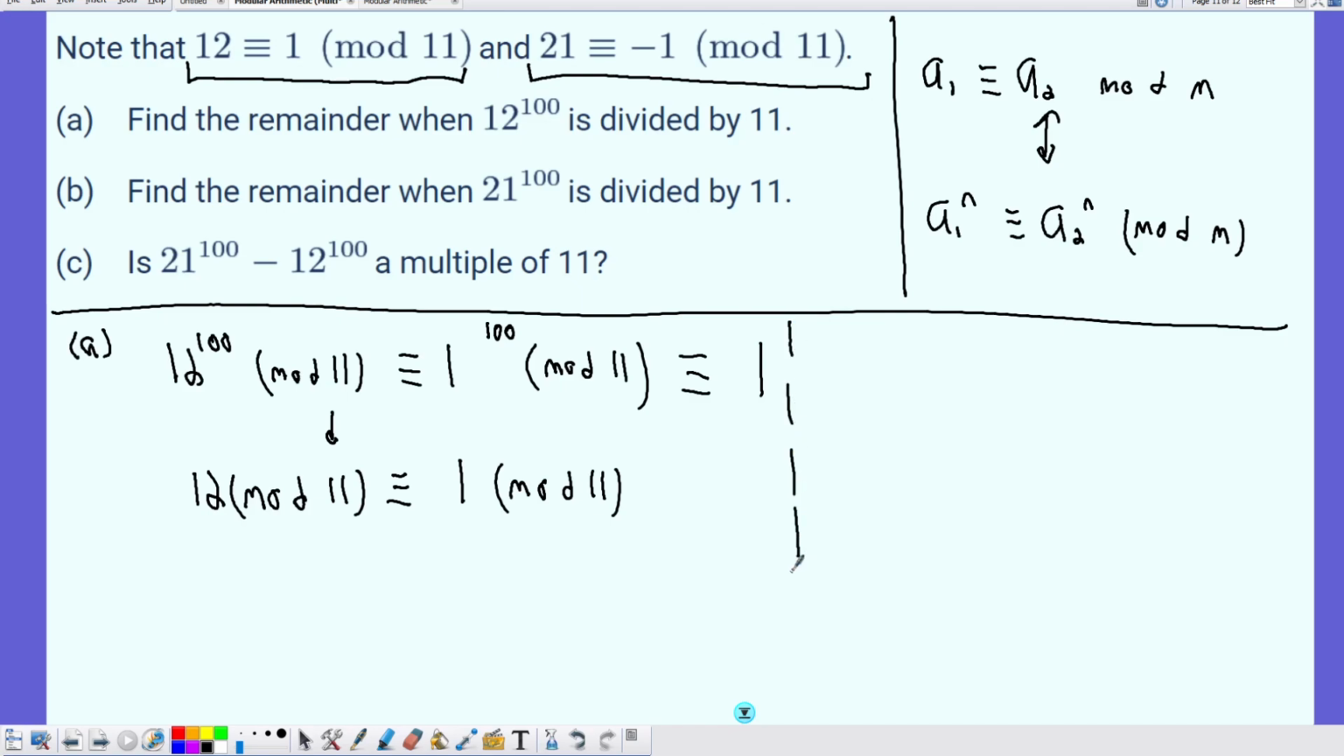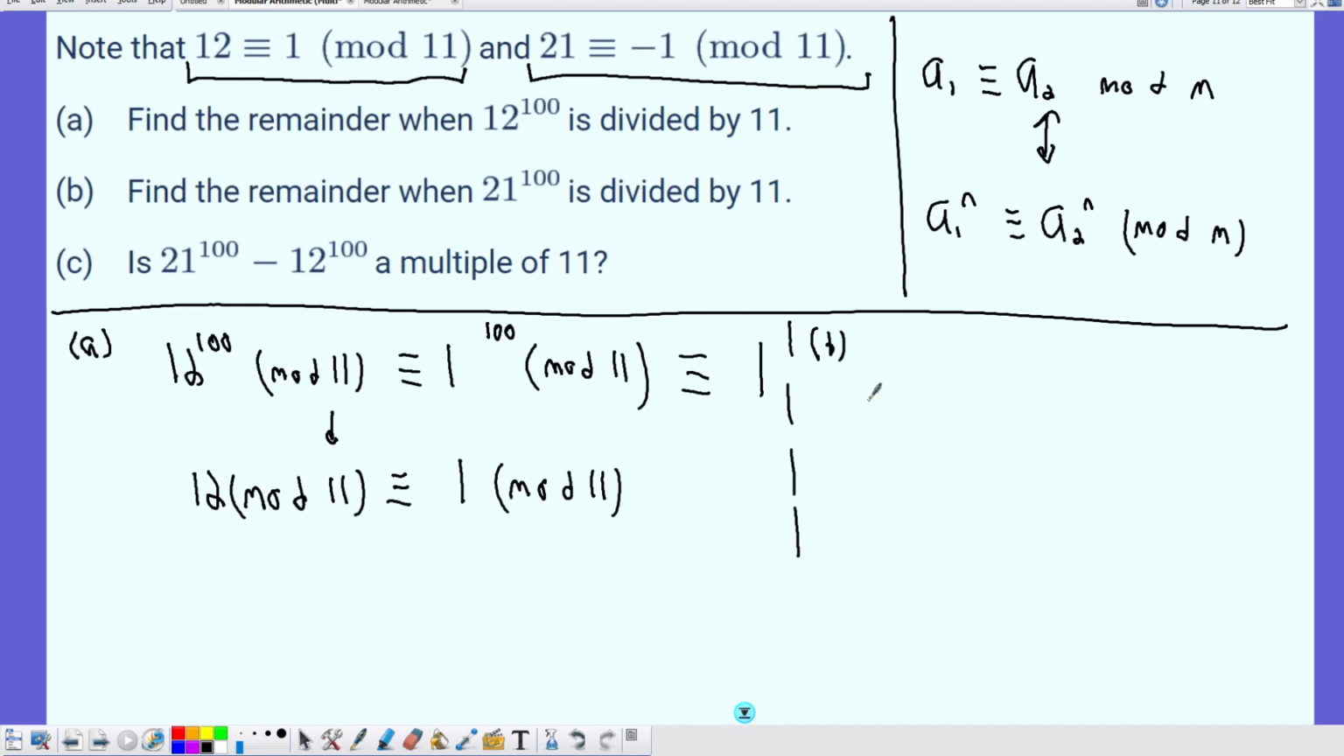Okay. Now, I'm not going to write it out in as much detail for part B, because I think the basic gist has gotten across to us. We don't need to really write it out in the manner in which I did. But it wants us to find the remainder when 21 to the 100th power is divided by 11.